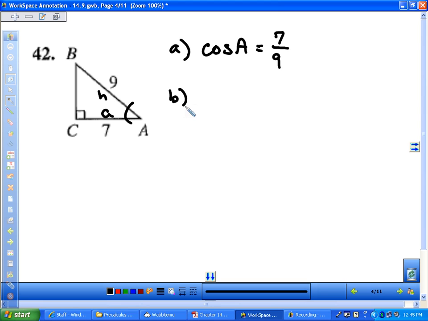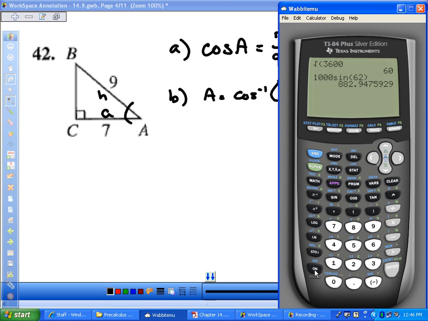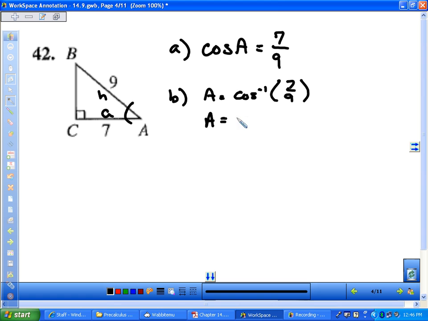So then part B, how do we undo cosine? With inverse cosine. The measure of angle A is going to be inverse cosine 7/9. Now how do we do that inverse cosine on the calculator? Second cosine 7/9, to the nearest degree. 38.9 would round to 39 degrees.